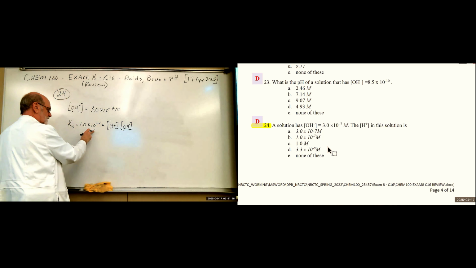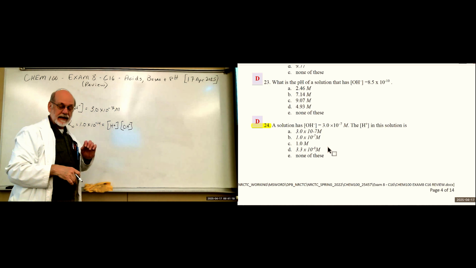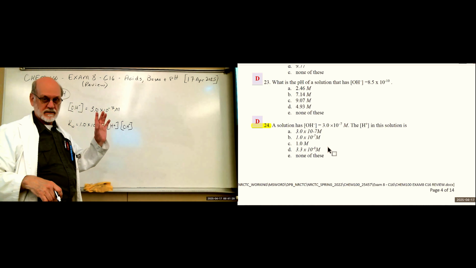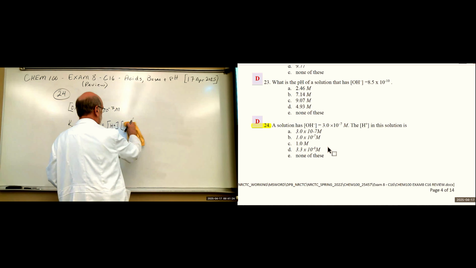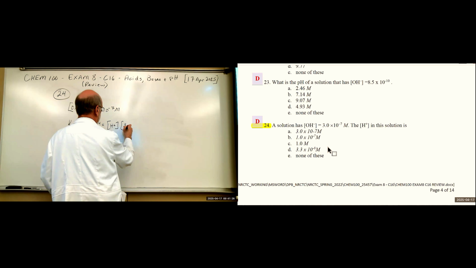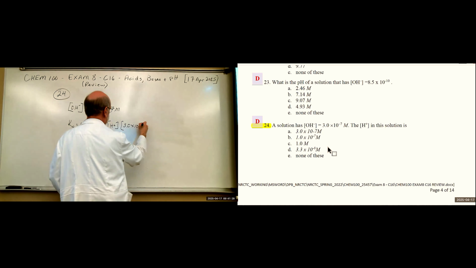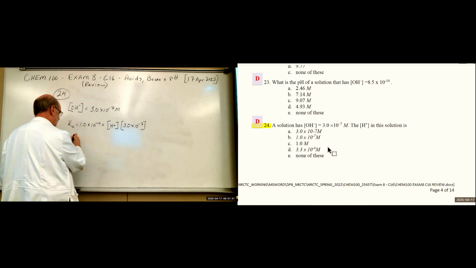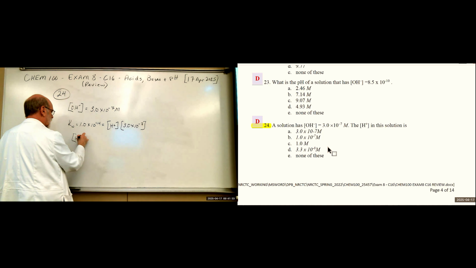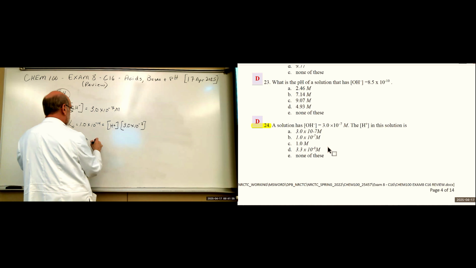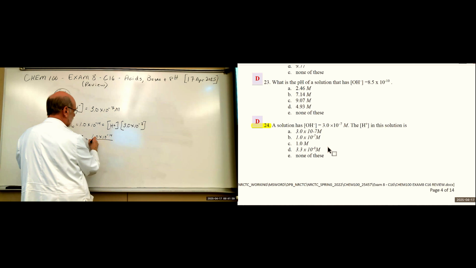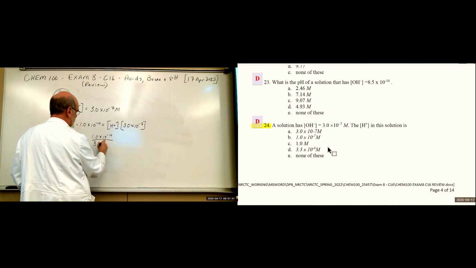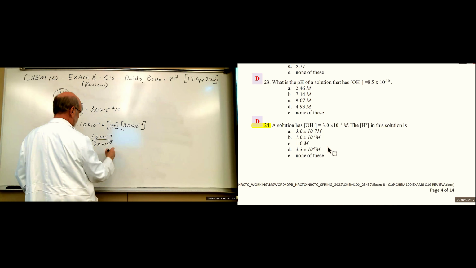We got that one. We got this one. Any equation with one unknown can be solved. So let's just substitute what we know here. 3 times 10 to the minus 7. And that means that the hydrogen ion concentration equals 1 times 10 to the minus 14 divided by 3 times 10 to the minus 7.